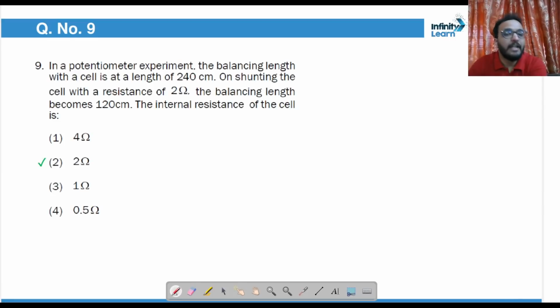Okay, fourth option. Question 9. In a potentiometer experiment, the balancing length with a cell is 240 centimeter. On shunting the cell with a resistance of 2 ohm, the balancing length becomes 120 centimeter. See, there's a direct formula for this. I don't need to draw anything. The diagram will look somewhat like this. I'll just quickly tell you the diagram.